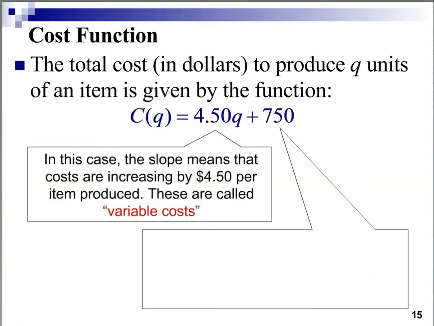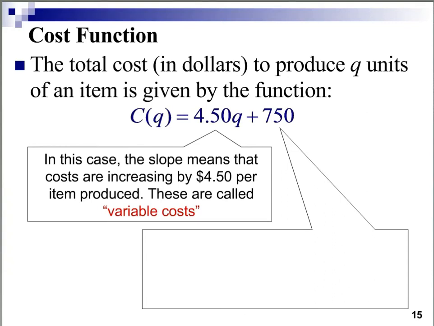The first component, the 4.5, represents the slope of this line, the slope of the cost function. And in this context, the slope tells us that the costs of production are increasing at a rate of $4.50 per item produced. Now, whenever we talk about a slope or a rate of change, we're always going to need to include units that look like this. In this case, it's dollars per items produced. The dollars comes from the vertical axis, and the items produced comes from the horizontal axis.